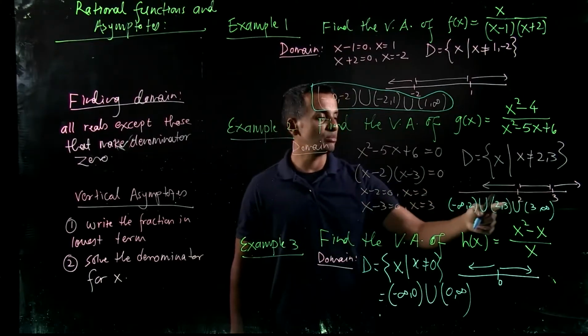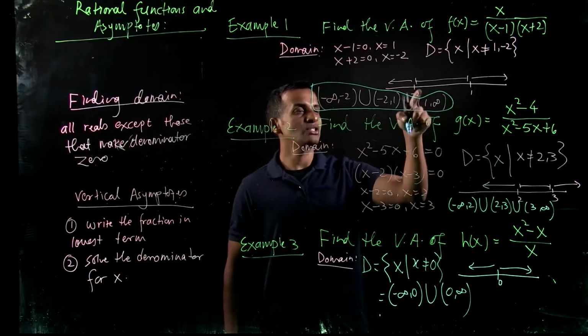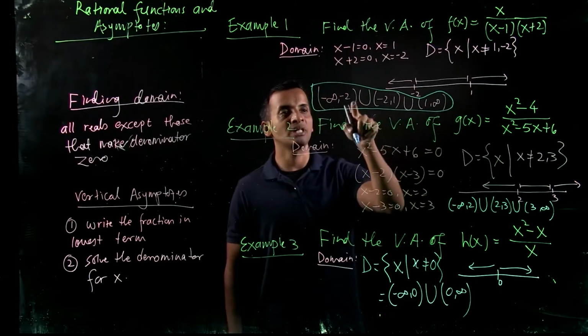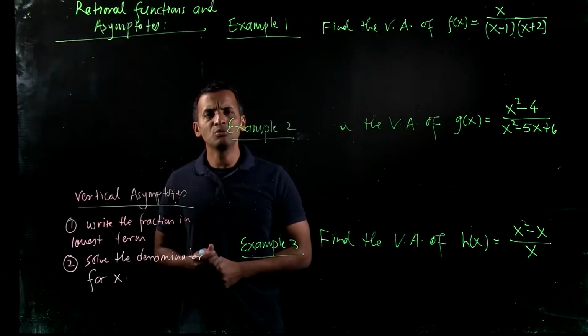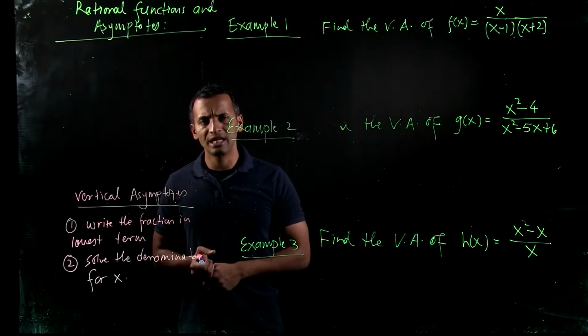Here 2 and 3 are not in the domain. That's why you use parentheses. And also here negative 2 and 1 are not in the domain. That's why you write the parentheses there. Alright. So next we will try to find the horizontal asymptote.